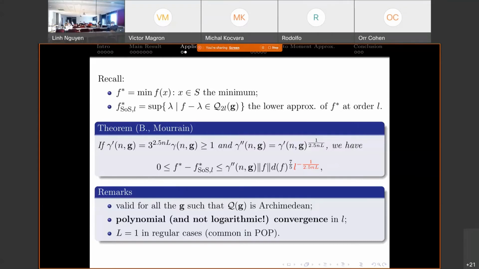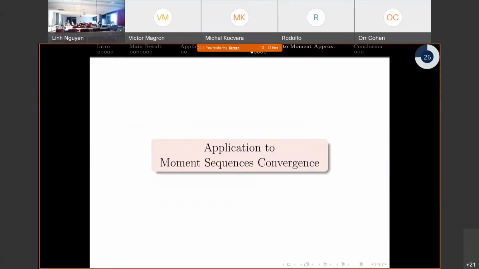Yes, I can go on, I guess. I want to also describe another application that is to moment sequence convergence.